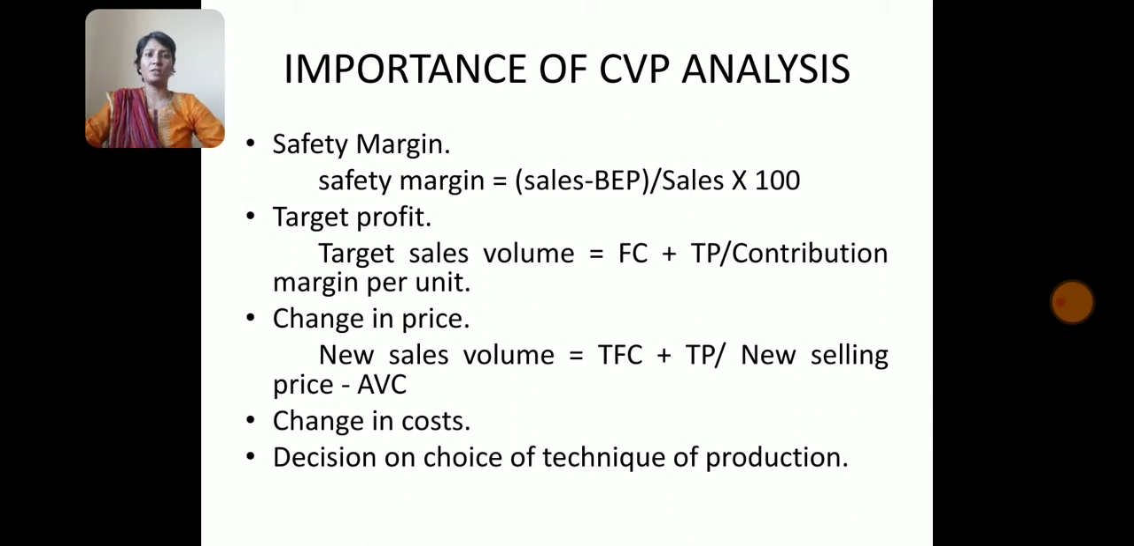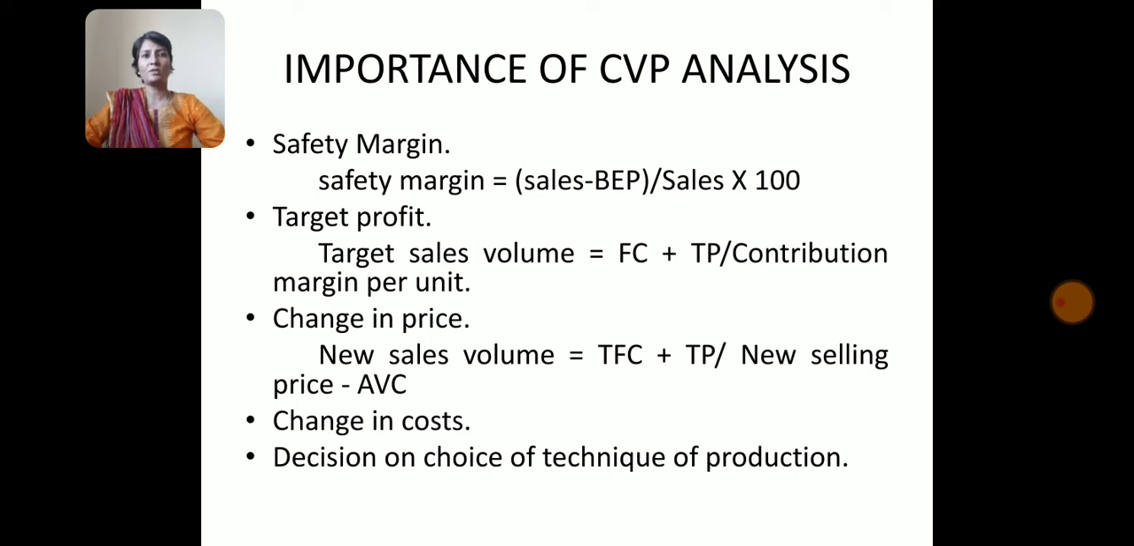The first benefit here is safety margin. The CVP analysis helps the management to know the profits generated at the various levels of sales. The safety margin refers to the extent to which the firm can afford a decline before it starts incurring losses. CVP analysis helps in calculating this margin of safety. It is calculated as sales minus BEP, divided by sales, into 100.